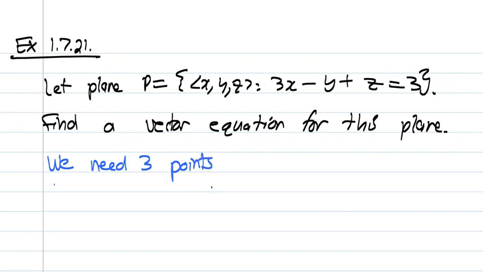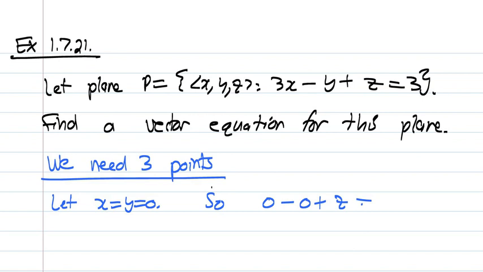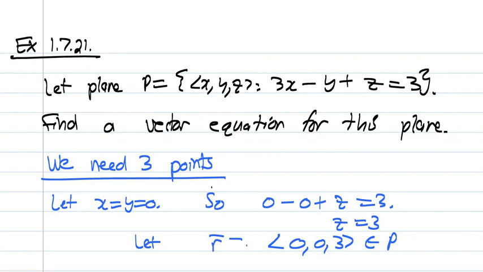There are infinitely many points you can find on the plane. But I'm going to make my life easy, and I'm going to let x equal y equal to 0. So we get 0 minus 0 plus z is equal to 3. So z is equal to 3. So we can see that the point 0, 0, 3 is sitting on plane P. I'm going to give that point a name. Let that point be R.